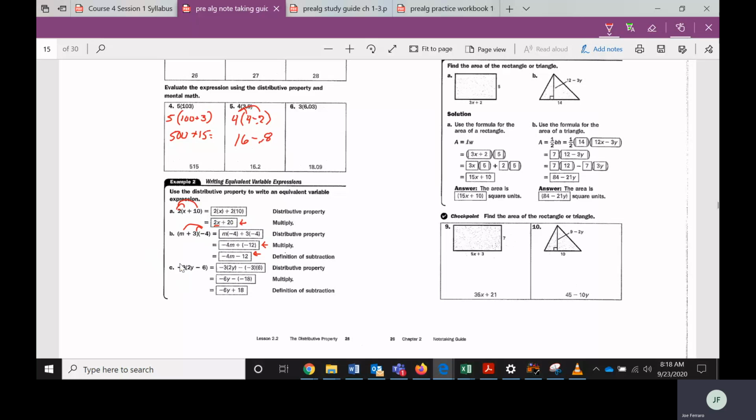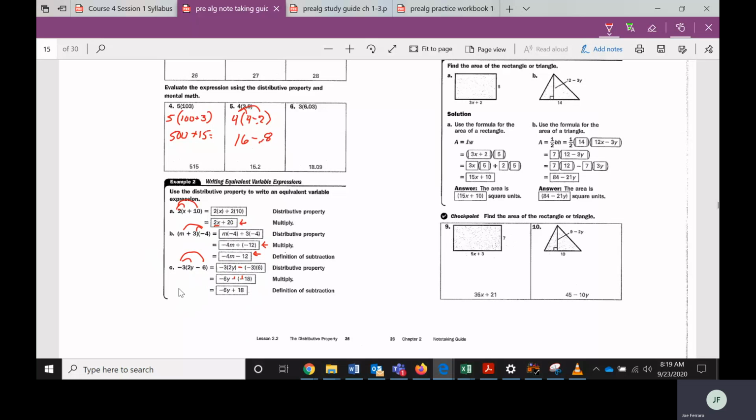This is where we're going to run into some issues sometimes. I'll show you a couple different ways of doing this one. But we go negative 3 times 2y gives you that negative 6y. A lot of people will get that right. Okay. Then here, if they say minus sign, they put the minus sign here. And then they go negative 3 times 6 is negative 18. That changes to plus a positive. So negative 6y plus 18 is your answer.